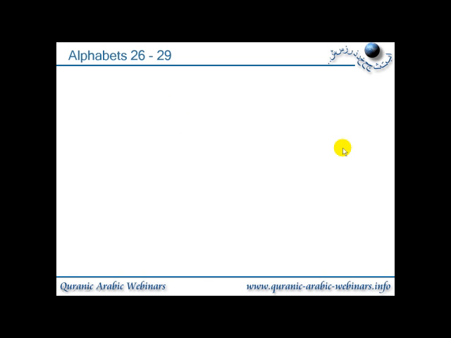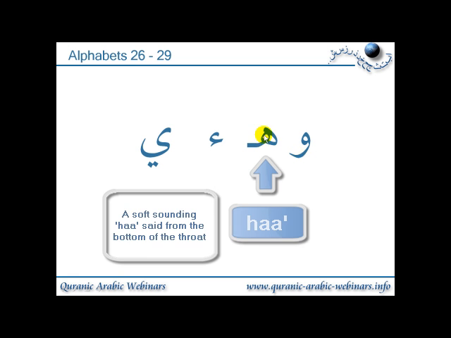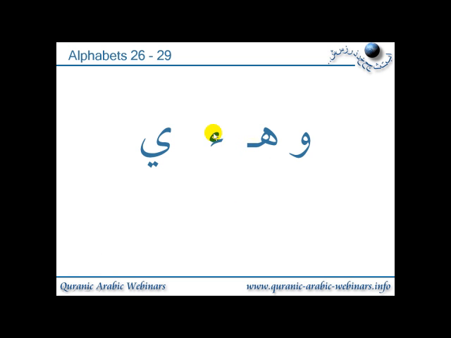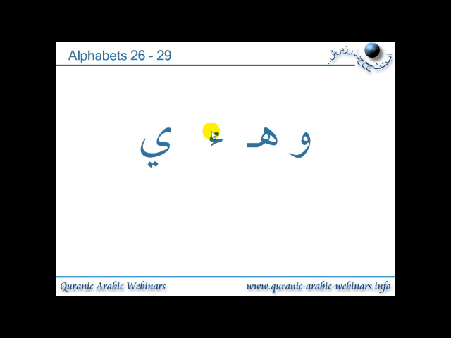Alphabets 26 to 29. The first letter here is known as Wow. This one with the two sort of loops is known as Ha. This symbol or this letter is known as Hamza. And this is the one that some people do not write in the alphabet, which would make it only 28 long. Next one, this big sort of S with the two dots underneath, is known as Ya.